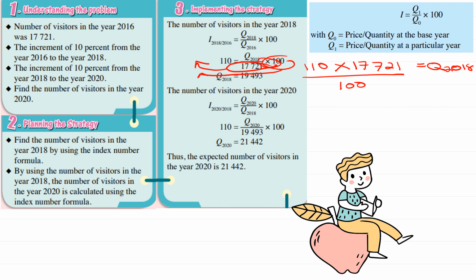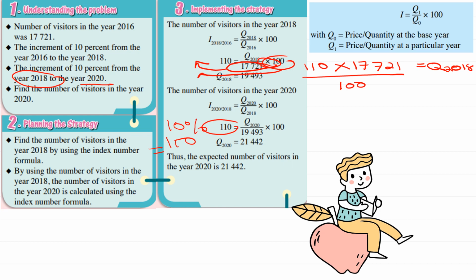Okay, so how to find the number of visitors in the year 2020? The index number for 2020 based on 2018 is the quantity for 2020 divided by 2018 times 100. Since the increment is from 2018 to the year 2020, the base year is 2018 and the particular year is 2020. So 2020 divided by 2018 times 100. Where do you get 110? From the increment of 10%. If you increment 10%, it means 110.